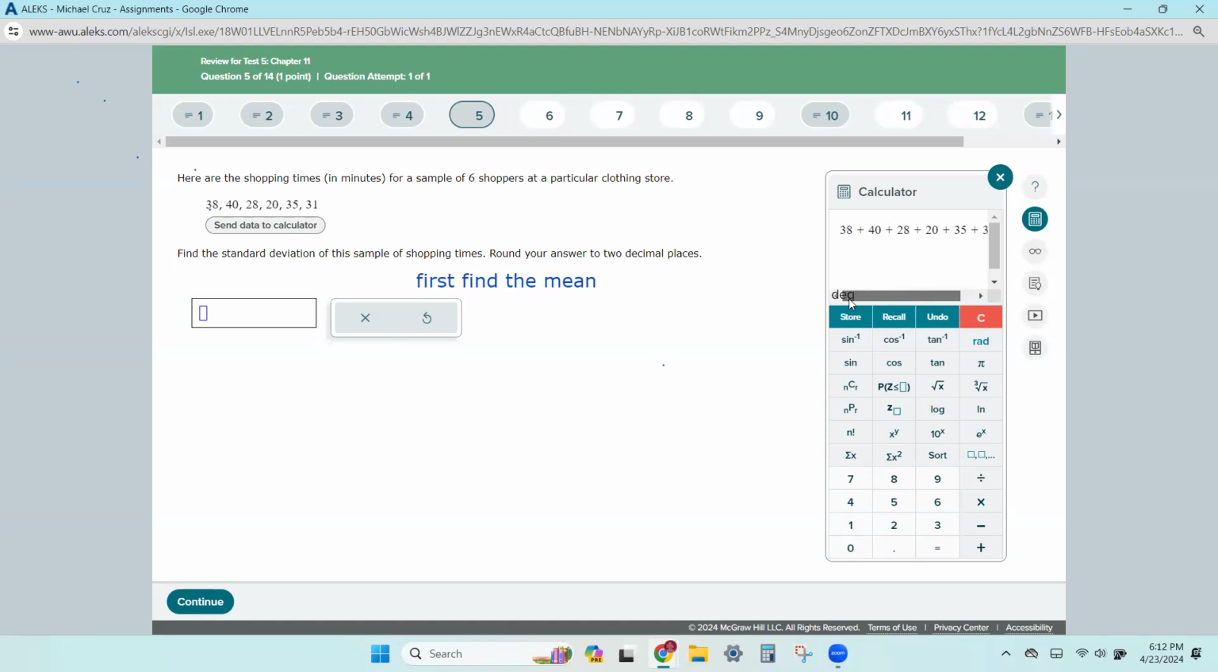All right. We're not worried about sorting them here. Just want to make sure that they're in there right. So add them up. Divide by 6. And then we'll notice also this is a sample. So 32.